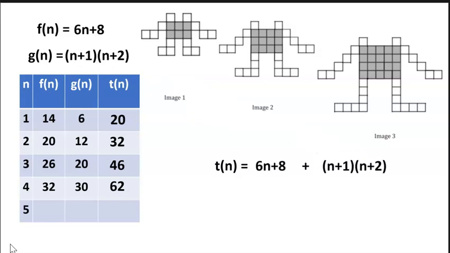When we look at the pattern of change in the table, we can see that it's linear, which means that this function is quadratic. We can use this pattern of change to find the total number of squares in the fifth image of the pattern.